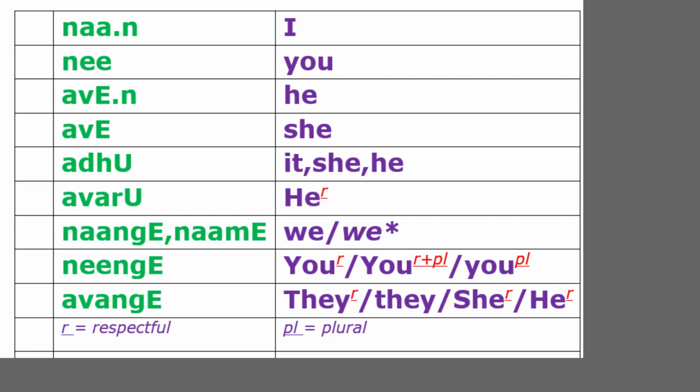Na, that is I. That is simple. Ni, you. It is informal, so I've used the small letter y. Avan, he. Ava, she. Adu, it. You also use it for she and he, as a very casual and informal term. Avaru, that is he. Avaru, and I've used capital letter H because it's a respectful term.